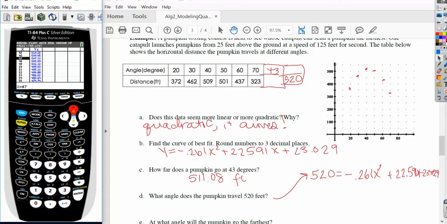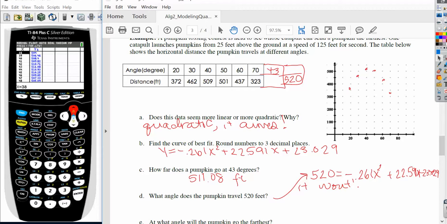It gets to 511, but then it goes back down. So at what angle will it be able to go 520 feet? It won't. Which means if I were to solve for x, it would end up being imaginary.